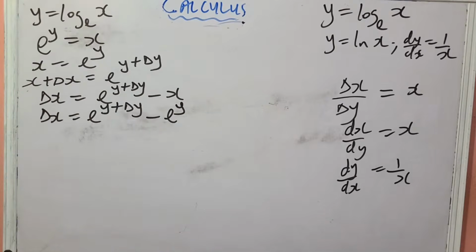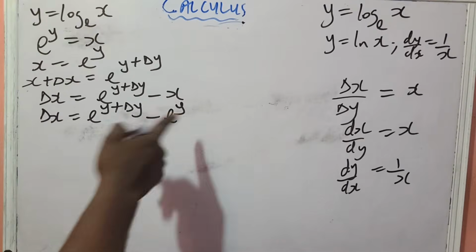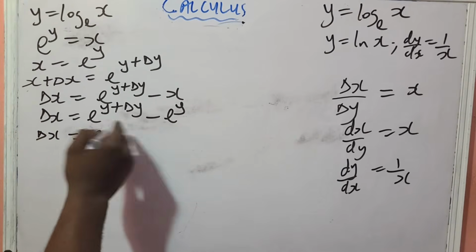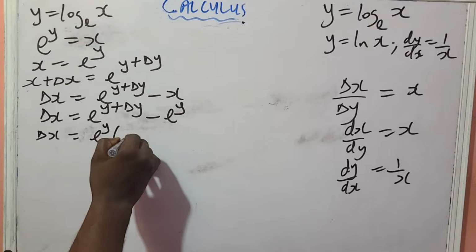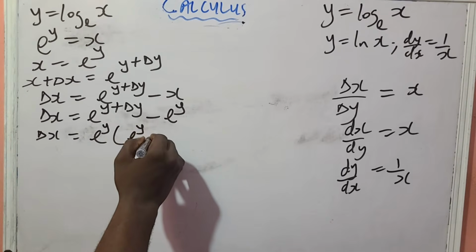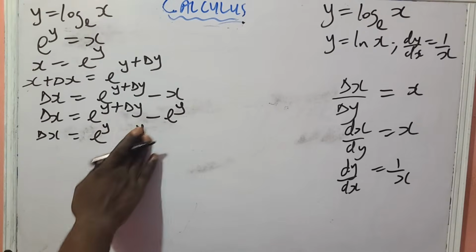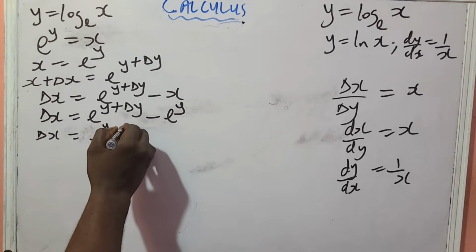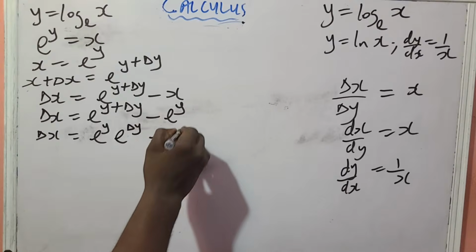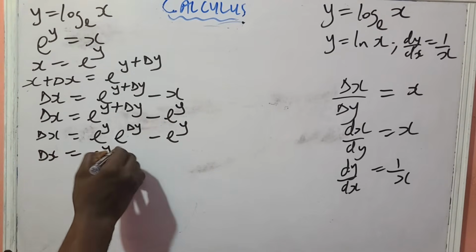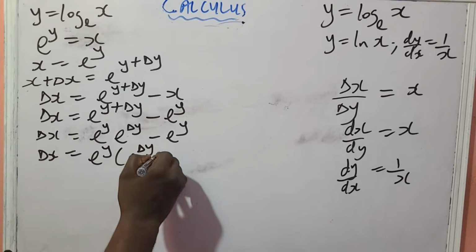Right? So what do we have next? What we have next is we can make e raised to power y the subject of formula. Sorry, we can factorize e raised to power y out. That will be e raised to power y. Let me do it this way first. So change in x is equal to e raised to power y, e raised to power change in y, minus 1.